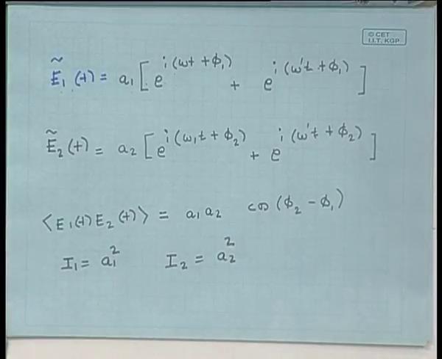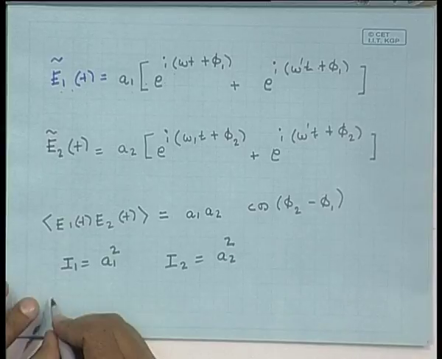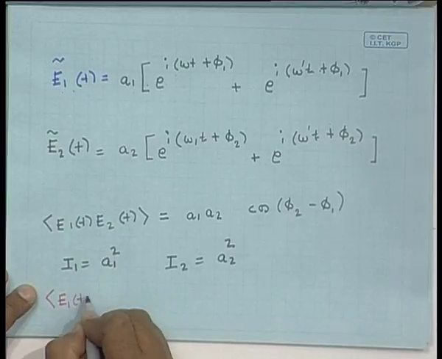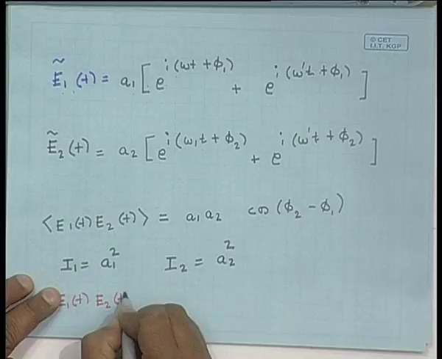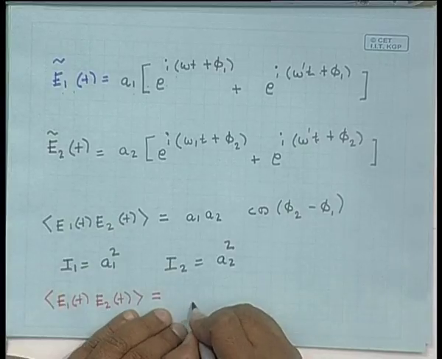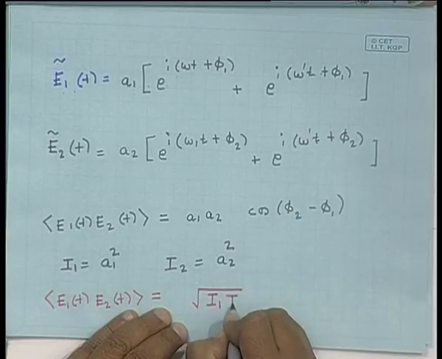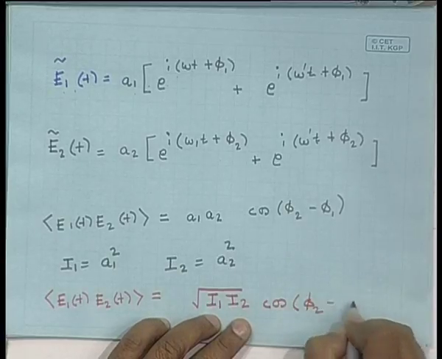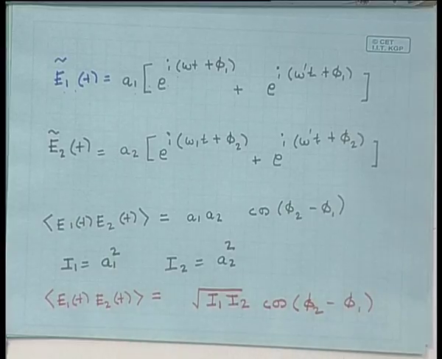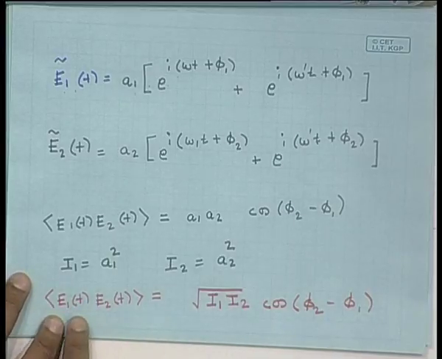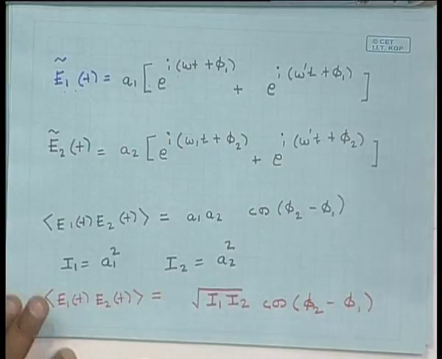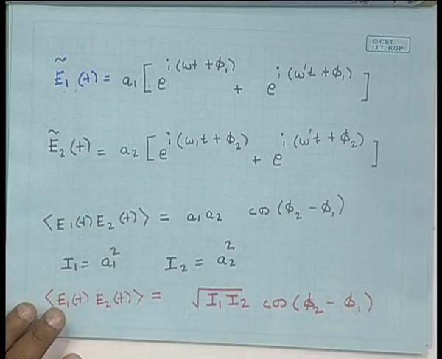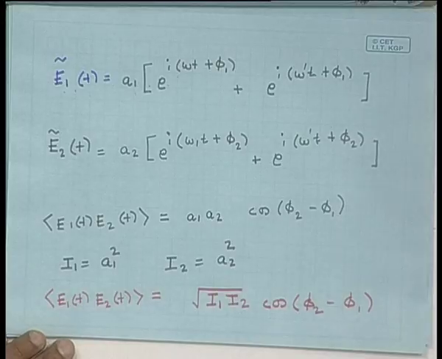So, finally I can write the time average of E1(t) into E2(t) as the square root of I1 into I2, and I have this factor cos phi 2 minus phi 1. So, now let me go back to the definition. Let us ask the question, what is the coherence of this wave over here? To determine the coherence, we have to compare this with the definition. The definition of coherence is shown over here.